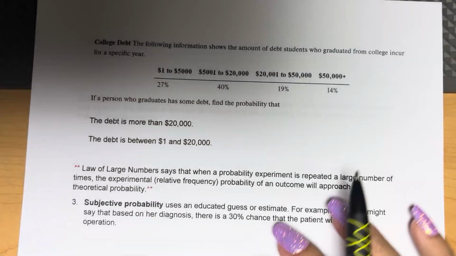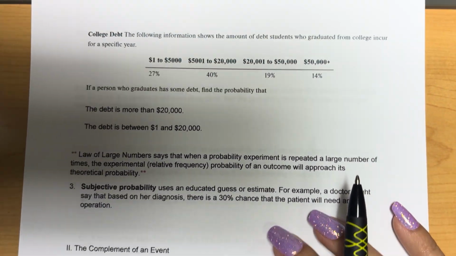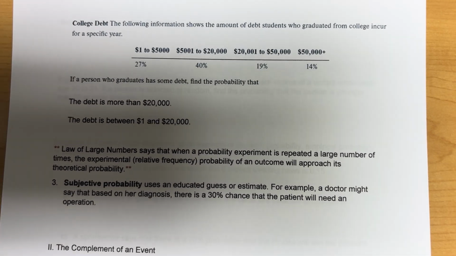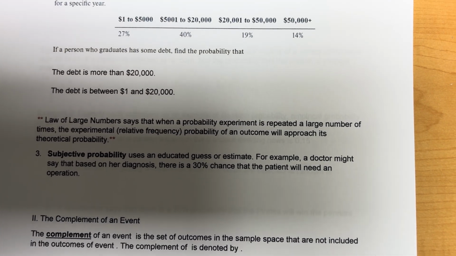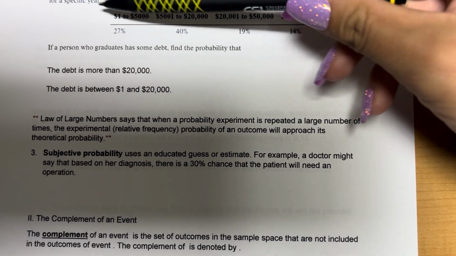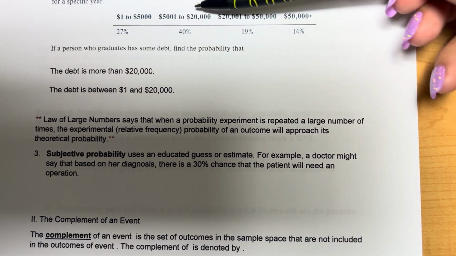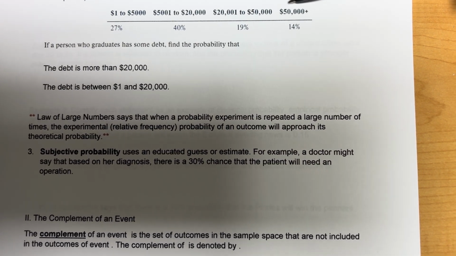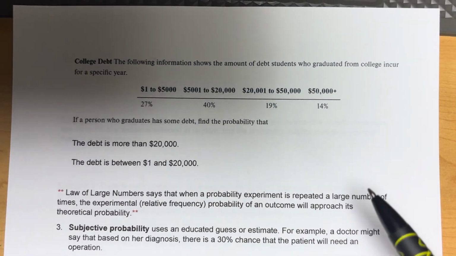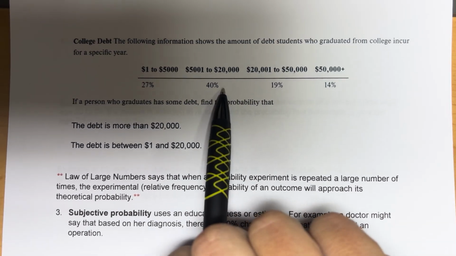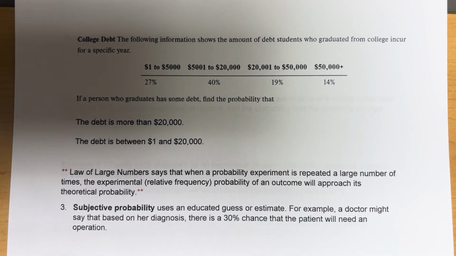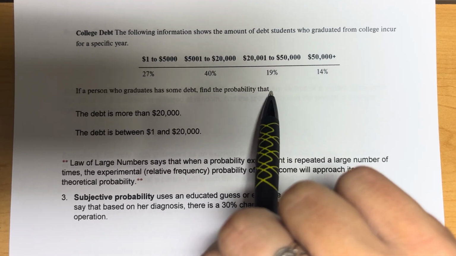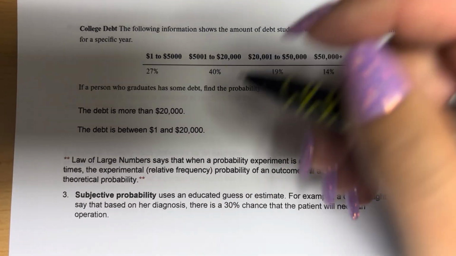Okay. Next one, let's look at the college debt. This gives us a frequency distribution. So this shows the information of the amount of debt students who graduated from college incur for a specific year. Okay, so 1 to 5,000, 501 to 20,000, 2001 to 50,000, and then more than 50,000 right here. Okay, and then these percentages should add up to 100%. Okay, if a person who graduates has some debt, find the probability that the debt is more than 20,000.